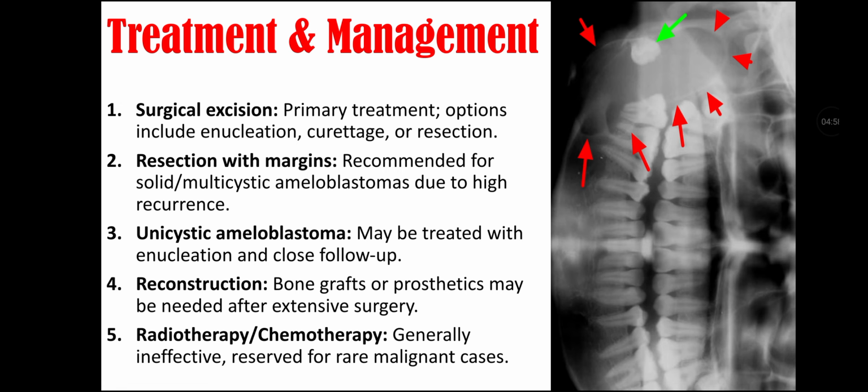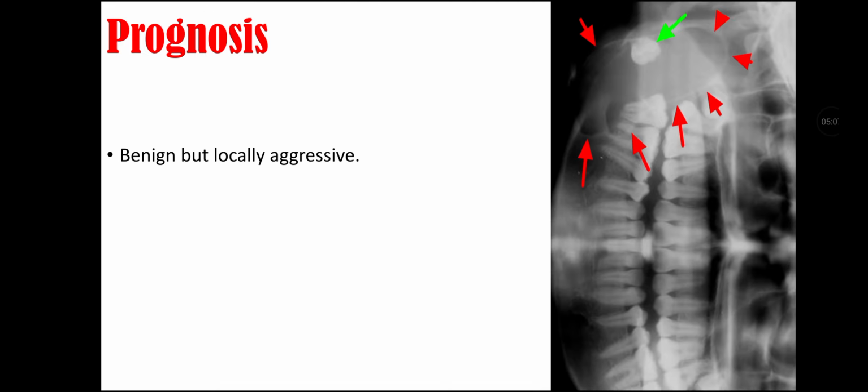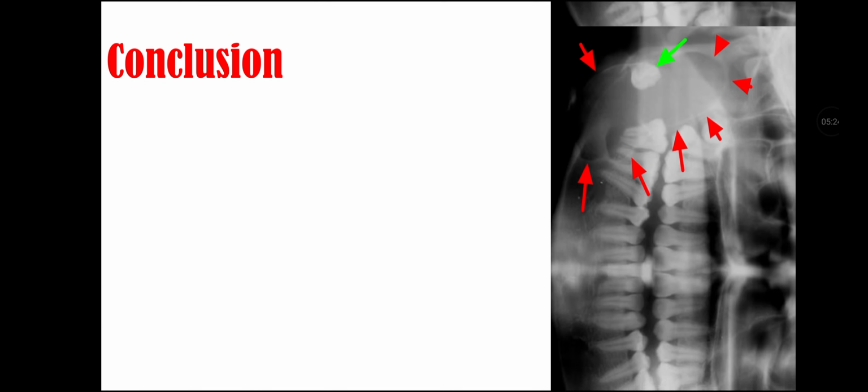Fifth, radiotherapy or chemotherapy is generally ineffective and is reserved for rare malignant cases. Prognosis: it is benign but locally aggressive. It has a high recurrence rate if not completely excised, and its prognosis depends on type, size, and adequacy of surgical removal. Long-term follow-up is essential in case of ameloblastoma.